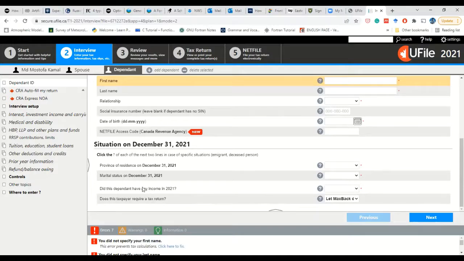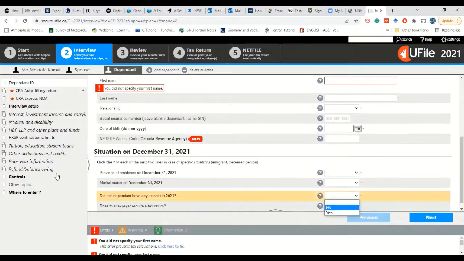As I said, you say yes or no whether these dependents have any income in 2021. Does this taxpayer require a tax return? Let's make decide. If you are not sure, just say let's make decide.